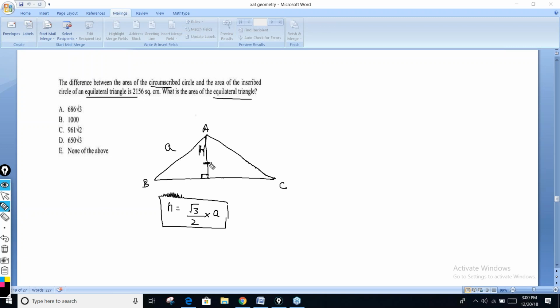And this becomes the centroid, and the centroid divides the median in the ratio of 2:1. So in an equilateral triangle, this becomes the circumradius and this becomes the inradius, right? If I join it, that becomes the circumradius. I can draw a circle using this radius, the circumcircle, and I can draw an incircle using this as the radius.